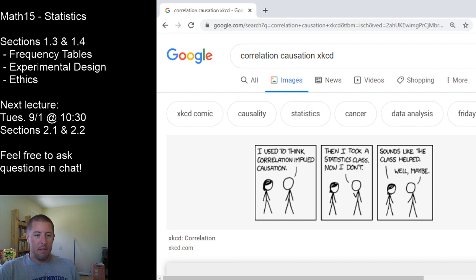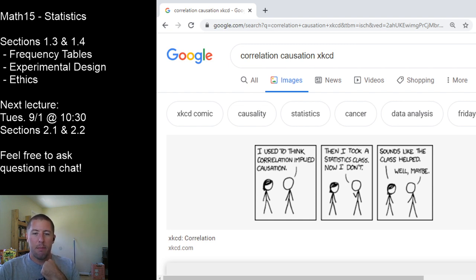Well, maybe. This is one of those devastating situations where I feel obligated to explain the joke here. I'm sorry, I'm going to explain a joke right now to finish class. The person used to think that correlation implied causation. The person then says, I took a statistics class and now I don't. So the two pieces of information are, I took a statistics class. I don't believe that correlation implies causation.